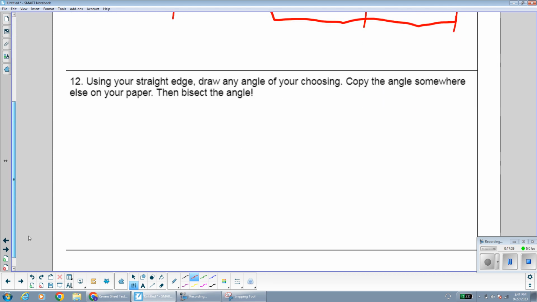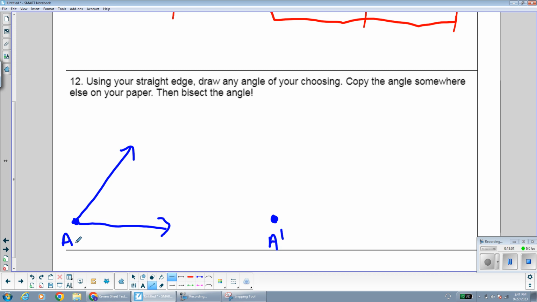Okay, so here we're going to practice copying an angle and bisecting an angle. You really should use a straight edge to make angles, but I'm on the computer, so this is very, very difficult. So here I have an angle, and I'm just going to call this angle A. I'm going to copy it right over here, and I'm going to call this A prime, which means I took point A and moved it somewhere else. I'm going to make a ray here because angles are formed by rays, and that's going to be my starting point. Let me get my compass.